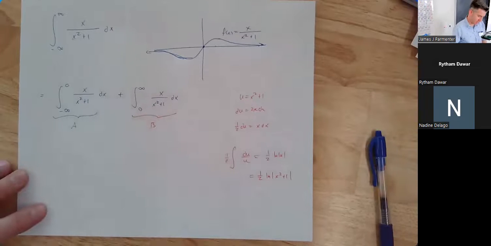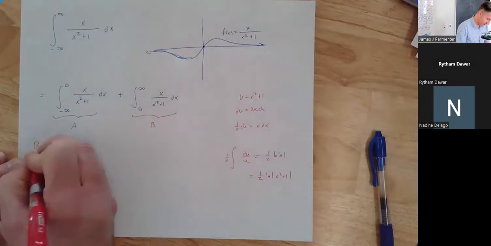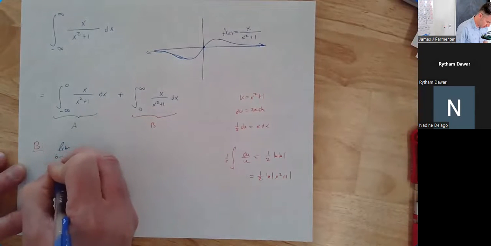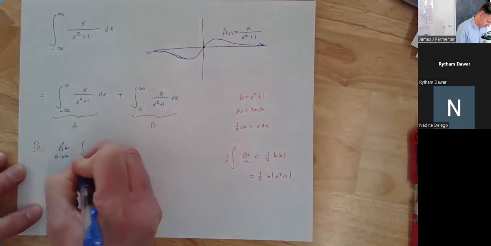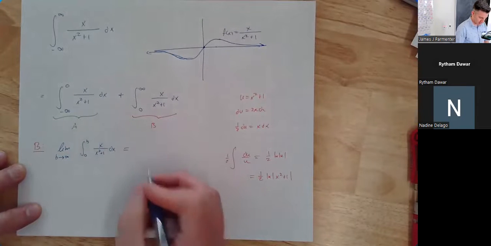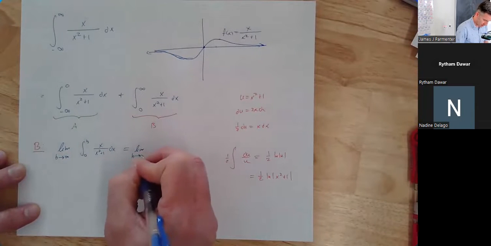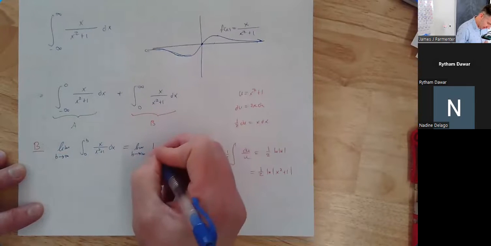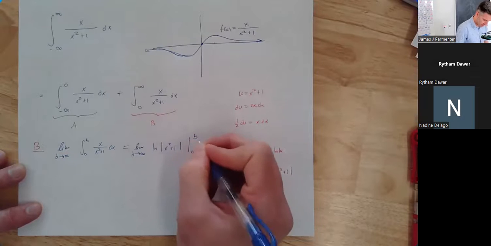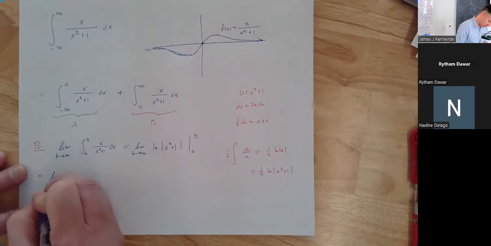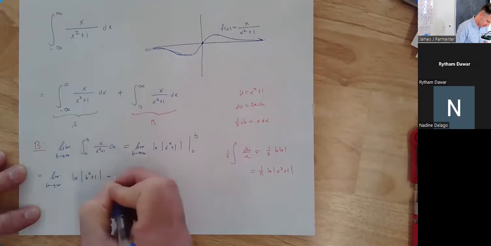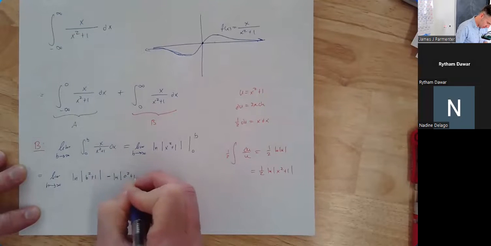So then let's deal with part B just because it has the positive one. If we look at B, I'm going to write it as the limit as b goes to infinity of the integral from 0 to b of x over x squared plus 1. And that's going to be the limit as b goes to infinity of the natural log of the absolute value, not that I need it, of x squared plus 1 from 0 to b. And I plug in, you get the limit as b goes to infinity of the natural log of the absolute value of b squared plus 1 minus the natural log of the absolute value of 0 squared plus 1.